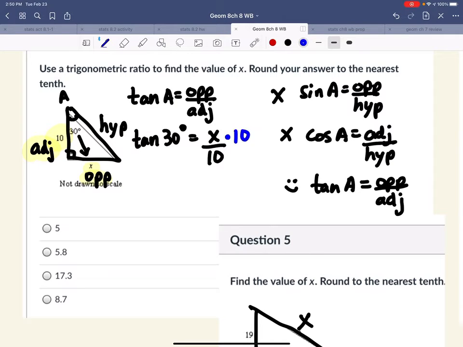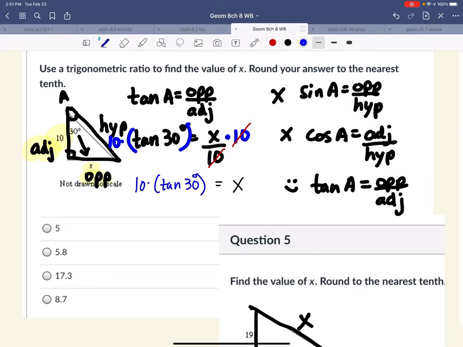So here I'm going to multiply by 10 on both sides, also known as the Lynch swap. I could move that 10 up over on that other side. So on this side, I get x by itself on one side. That's perfect. That's what I want. And on the left side, I have 10 times the tangent of 30.